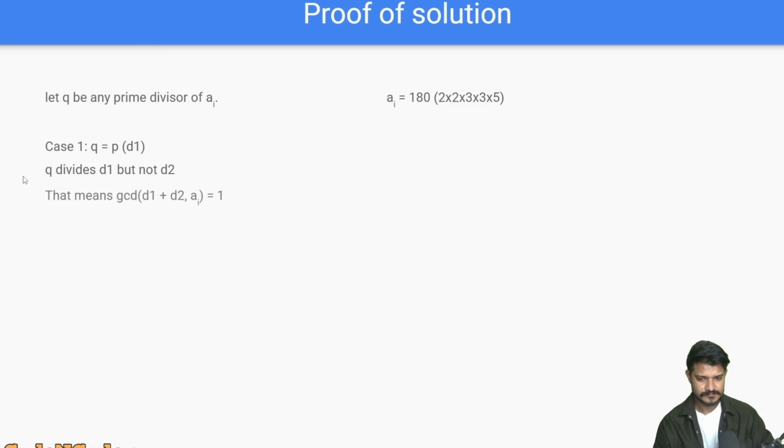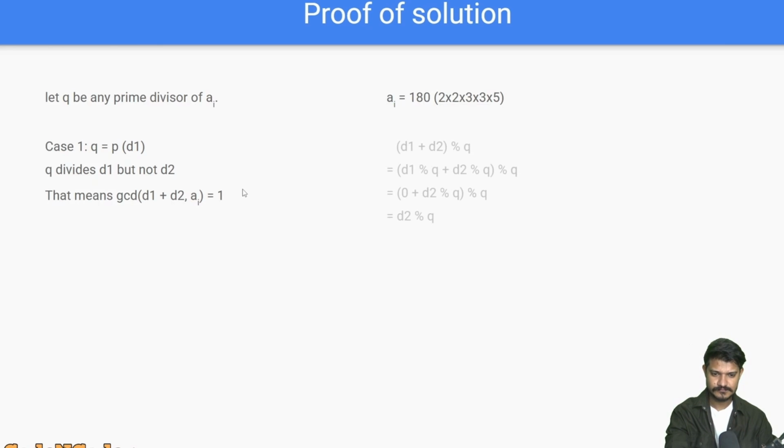If that is the case, Q divides D1 because D1 is clearly P and P is equal to Q. So Q divides D1 but not D2, right? Why doesn't Q divide D2? Because Q is a prime and we have divided the primes among D1 and D2 in such a way that whatever prime is given to D1 is not given to D2. That means if Q divides D1, it won't be able to divide D2, right? So basically, if I have given D1 2, D2 would not have 2 at all, right? That means the GCD of these two would be 1.